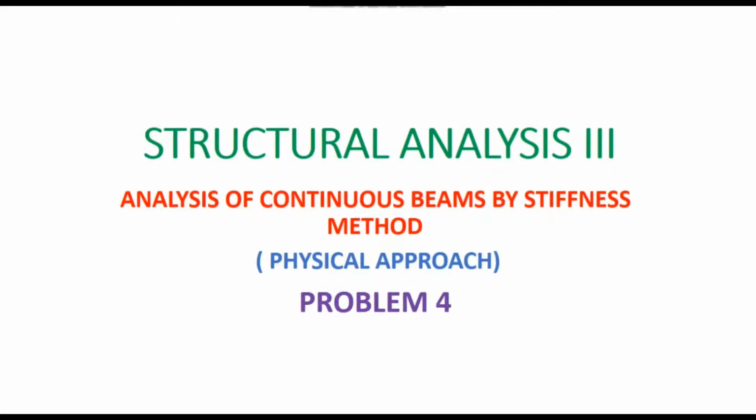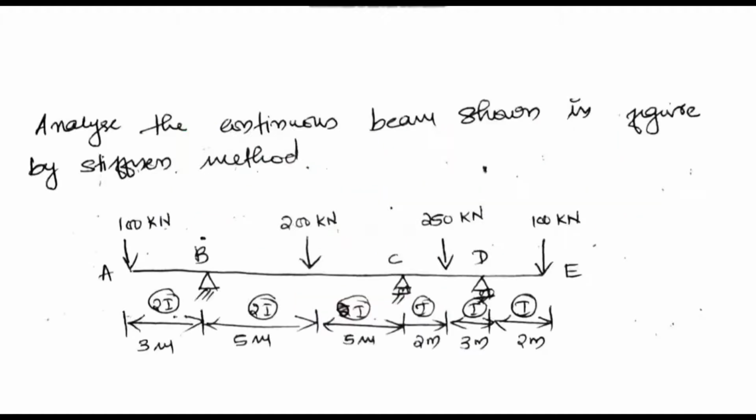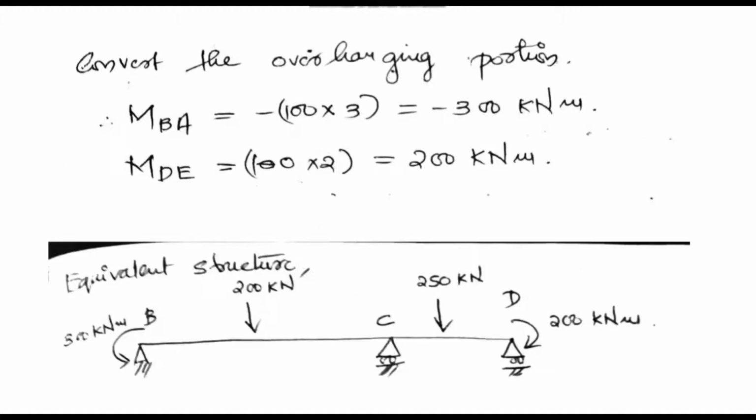Hi friends, today we are discussing Structural Analysis 3, Analysis of Continuous Beam by Stiffness Method, Physical Approach, Problem number 4. And the question is: analyze a continuous beam shown in the figure by the Stiffness Method. Here we have an overhanging beam. So we have to convert the overhanging portion into a moment.